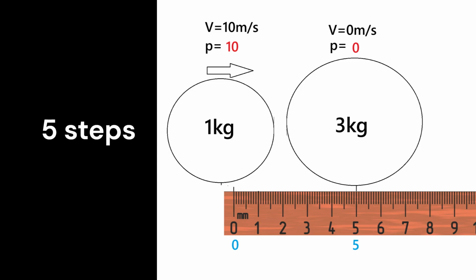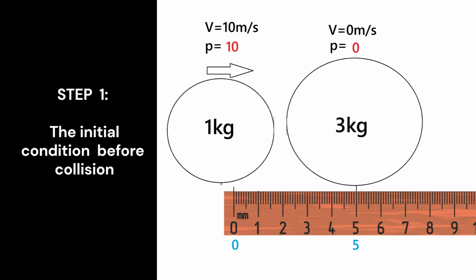All right, so here are 5 important steps that happen during the process of a collision. Step 1. The initial condition before collision. The 1 mass is moving towards the 3 mass with a certain velocity. The 3 mass is stationary. The atoms in the 1 mass are vibrating in the direction of motion. The atoms in the 3 mass are stationary but can move when a force is applied.